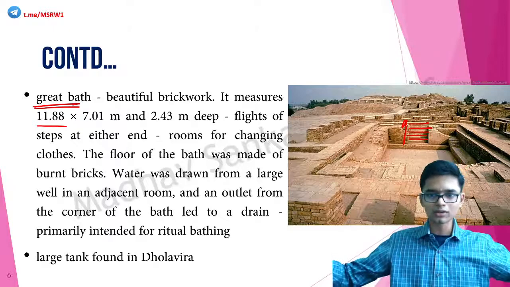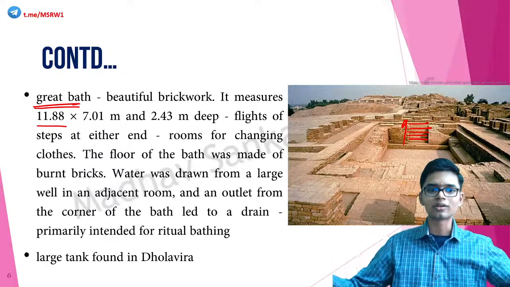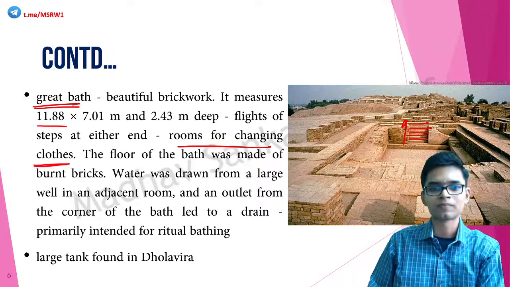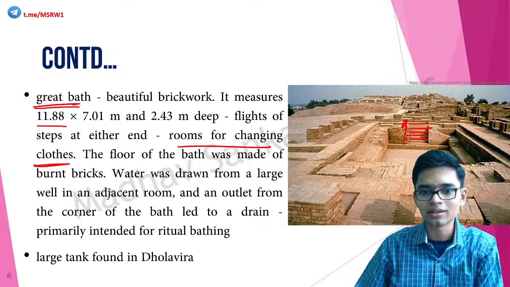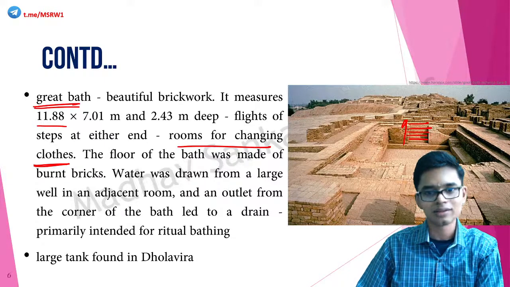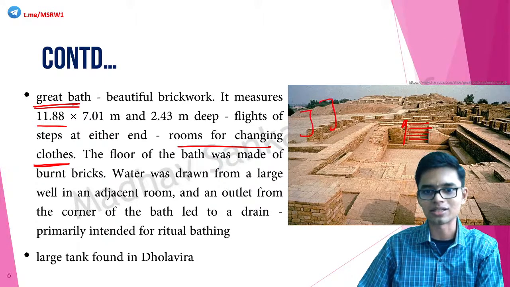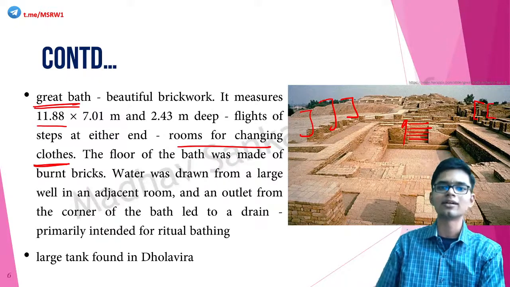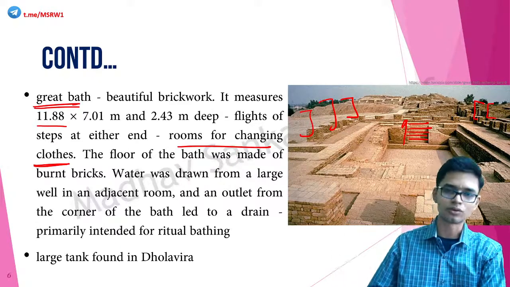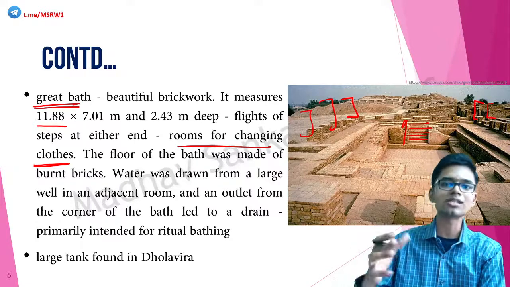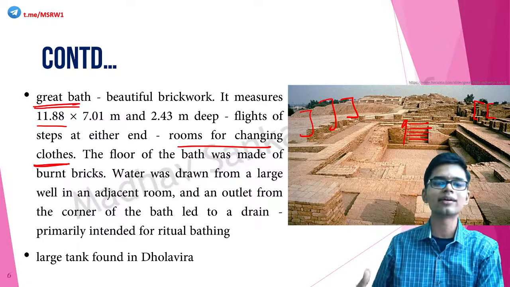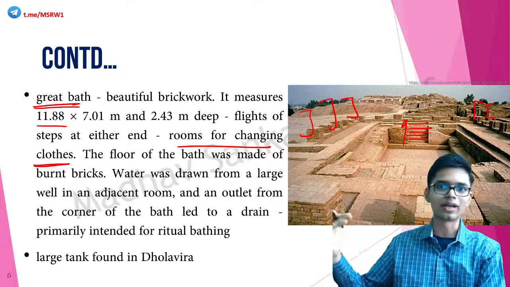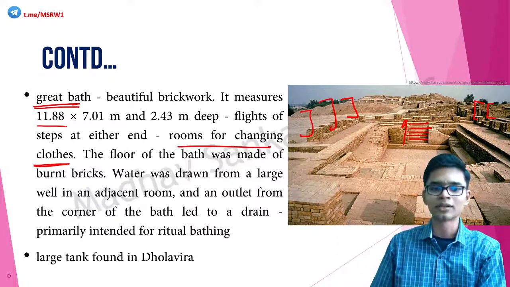And on both sides of this structure, you will see rooms for changing clothes. If you take a closer look here, you can see that some structures existed in these regions. So historians believe that probably these are the rooms where one could change clothes while using this water structure, like a modern day swimming pool where you have facilities to change your clothes in the adjacent rooms.